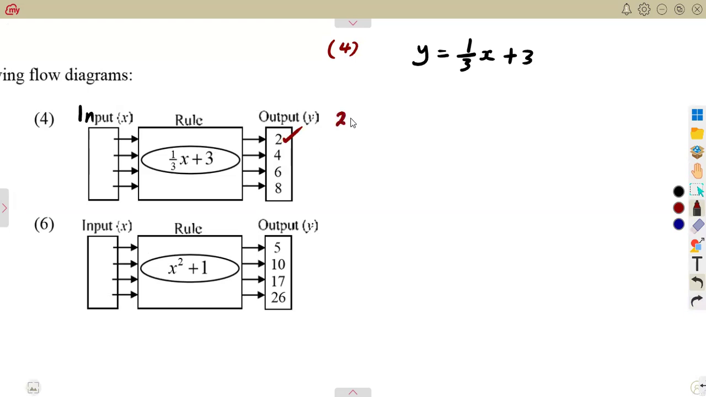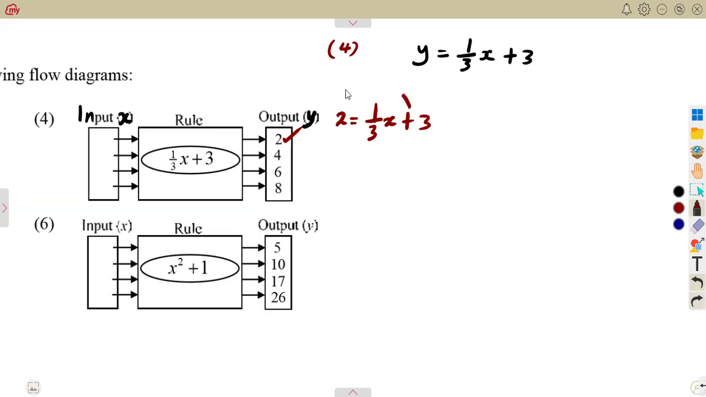2 is equal to 1 over 3x plus 3. What is it that you have formed? You replace the 2 in place of Y. 2 is from where? From the output, where we are given Y. So the input is X, the output is Y. So Y there is 2. As you can see, it's an equation that you have to solve.